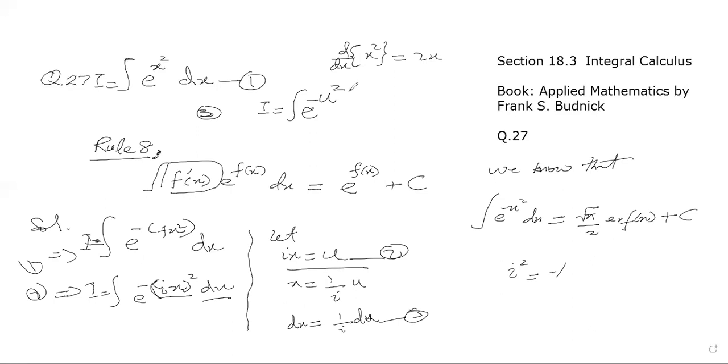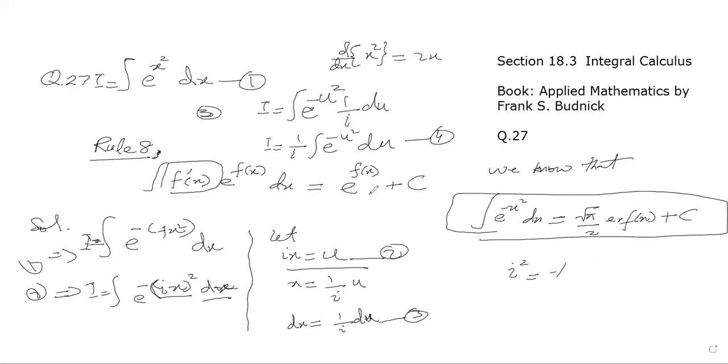So instead of dx, we write 1 over iota du. So I is equal to 1 over iota, taking 1 over iota outside, the integral of e raised to the power minus u squared du. This is the full equation. Now we can use this in the formula.